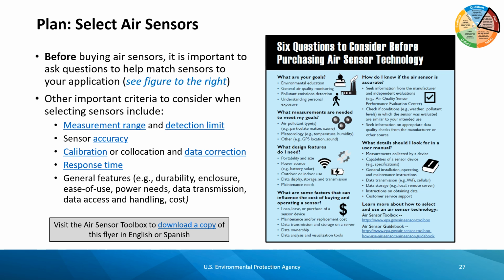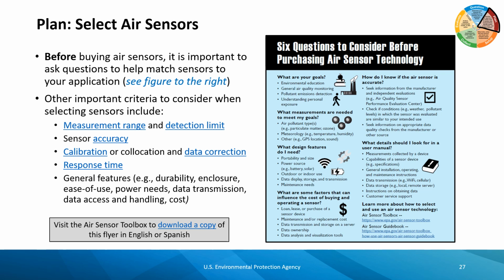Question 2. What measurements are needed to meet my goals? You may decide you need multiple measurements to answer your question. For example, you may want to measure pollutant concentration and wind direction to determine if a source is impacting your community. You may find one sensor that measures everything you need, or you may have to consider a combination of different technologies.